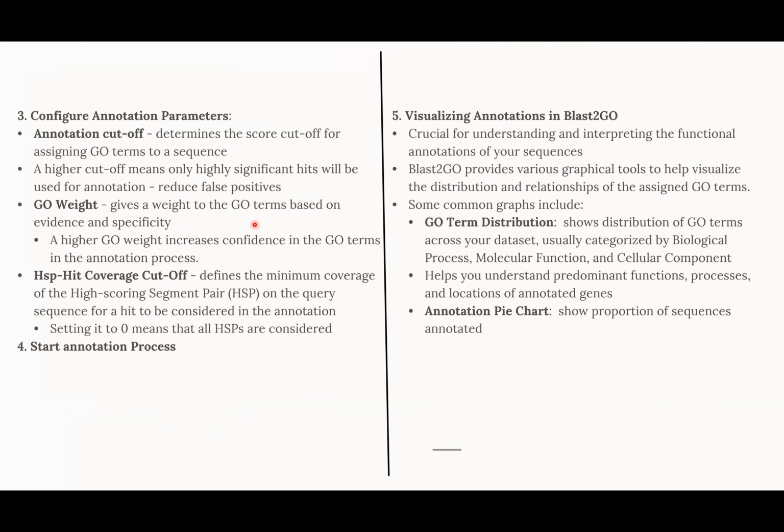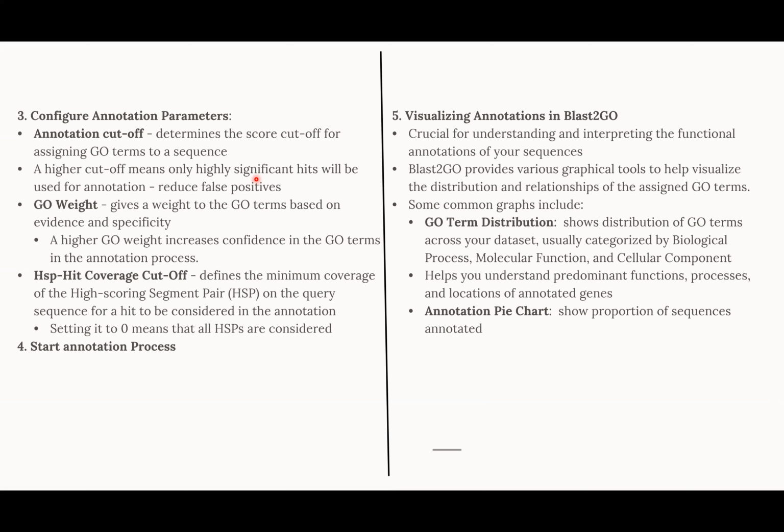And then after that, you can configure some annotation parameters. There are several of them. There's the annotation cutoff. This is the score that is used for cutting off the GO terms, well, assigning the GO terms to a sequence.